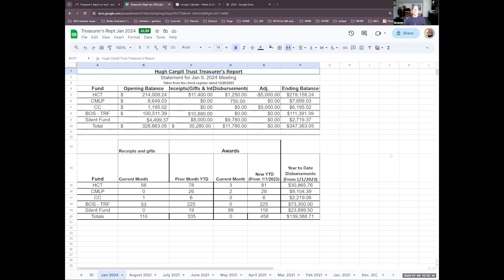Now, we just did the $5,000, we just moved that. I'm trying to remember, was that from the fund? That was from the fund, right? The 5,000? It was from Hugh Cargill and we transferred it to Concord Cares. Right, yeah. That's maybe a little different than doing it to this tax relief. I agree.